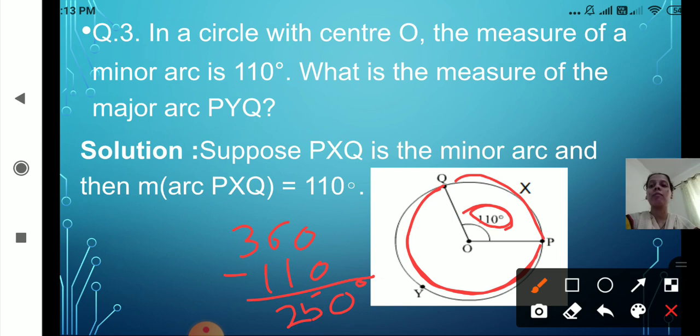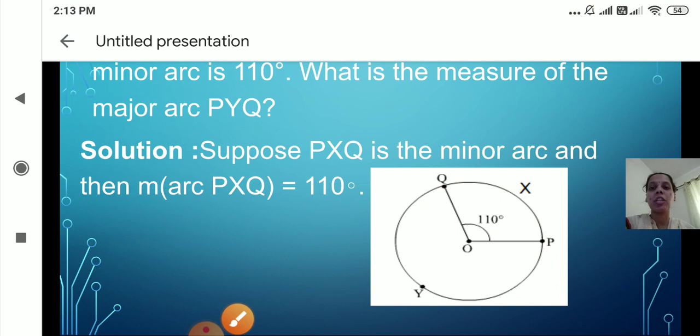That is 250 degree, because the minor arc, that is the smaller arc, is given as 110 degree, and as we know the measure of a complete circle is 360 degree. So if the smaller arc is 110 degrees, how will you find the major arc, the bigger arc? 360 degree minus 110 degree.